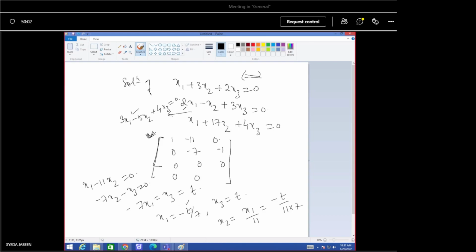Got the point what I am explaining? So for different values of t, you will have different solutions. That is why it is called an infinite number of solutions. So this infinite solution will exist only when the number of equations that you are having is less than the number of unknowns. That means the rank of this matrix is less.